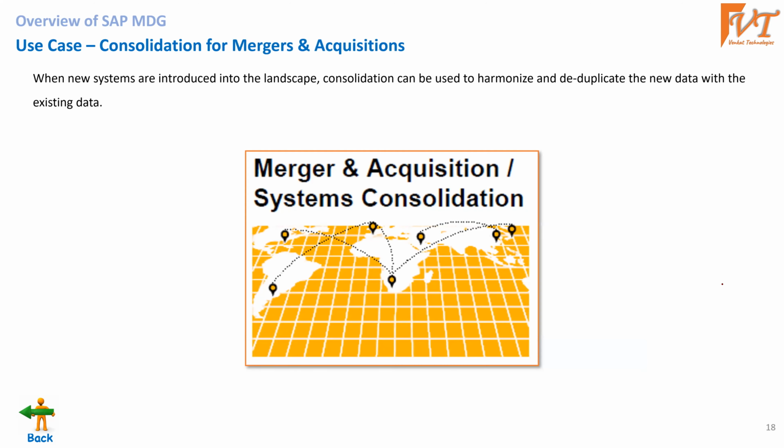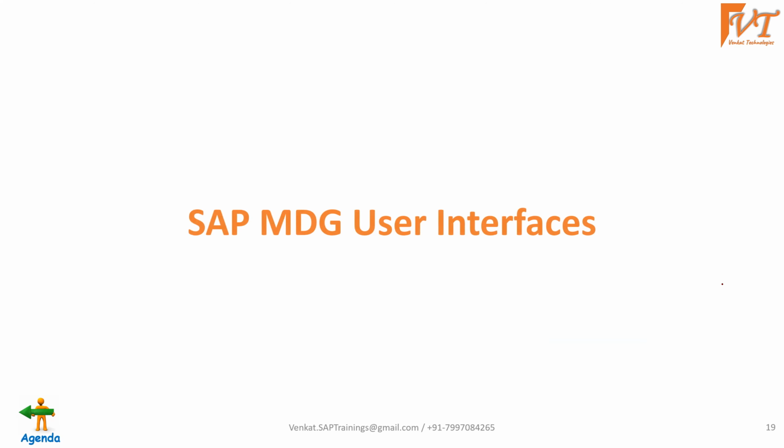And it's more or less similar. We'll have the data maintained in different systems, different locations, and we'll merge all of them into the SAP MDG single source. And if in future there is any acquisition of a new location or new source system, that can also be supported in SAP MDG. So any questions so far?